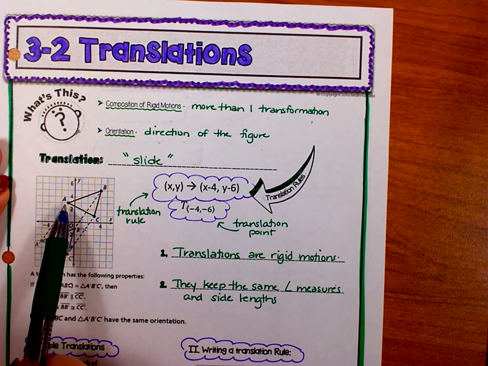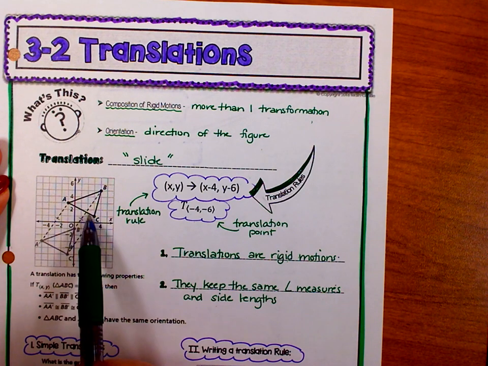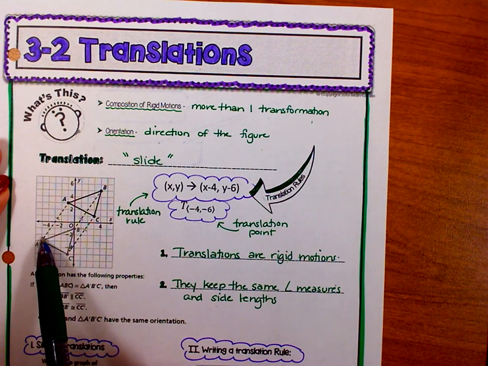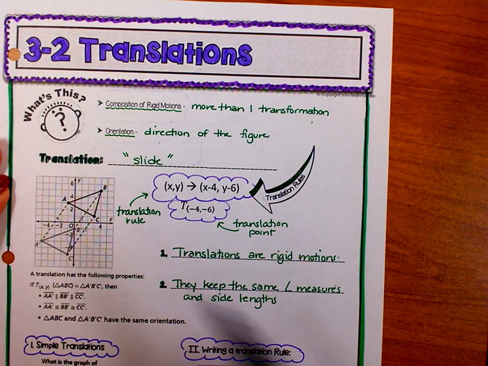And what's happened over here, we have triangle ABC as our pre-image. And for each one of these points, A, B, and C, we're going back 4 and down 6. That's -4, -6, and -4, -6, -4, -6.